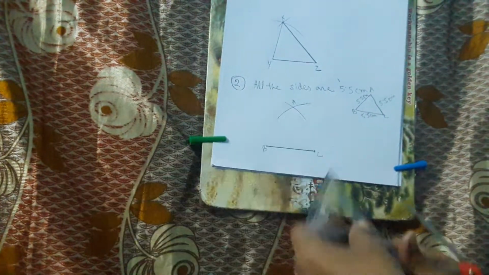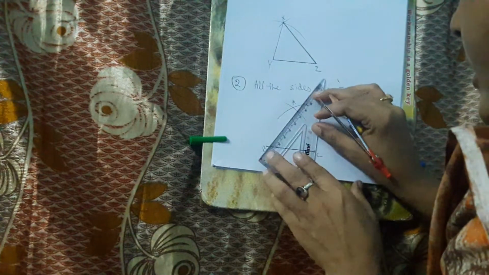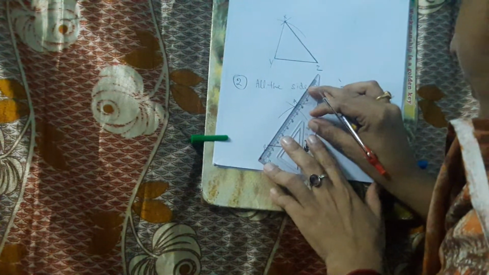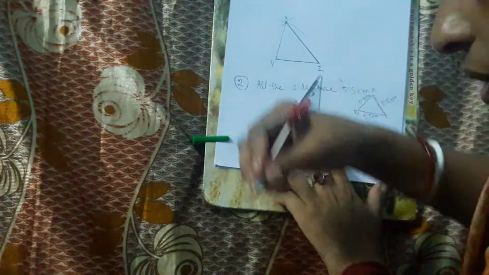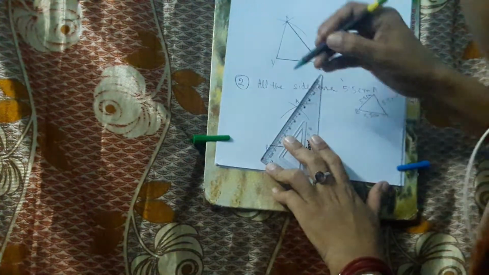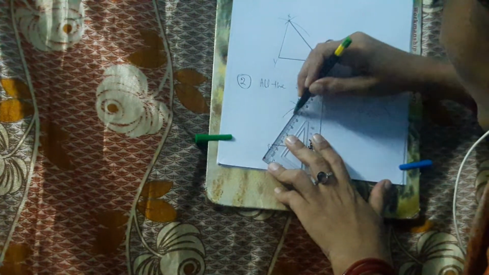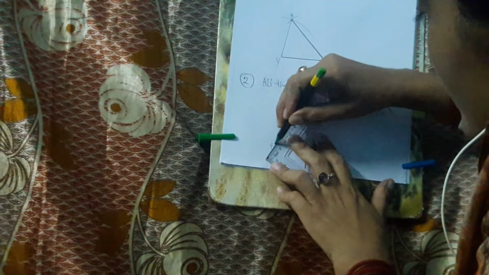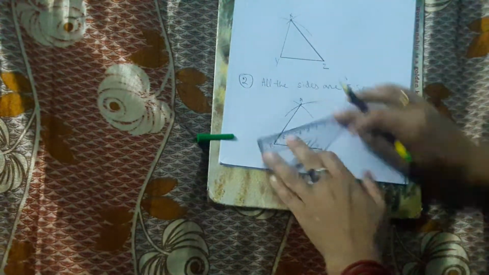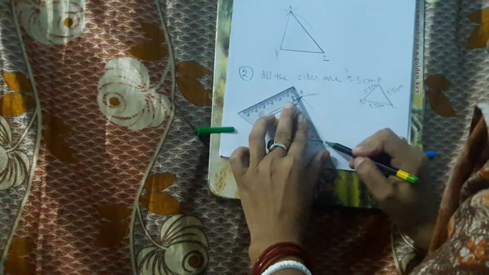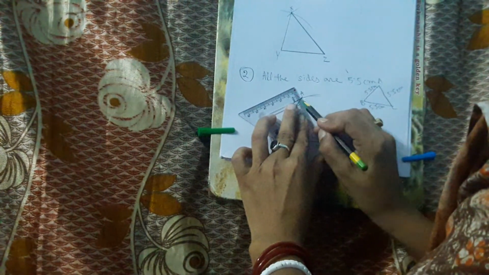Now I will join them. First I will join B and A, and I will get the length of AB. Yes, it is exactly 5.5 centimeter. Let's join it here. Yes, I got it. It is the exact one. I have got 5.5 at that intersection point. Yes, my work is over.